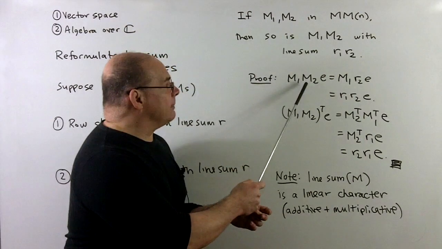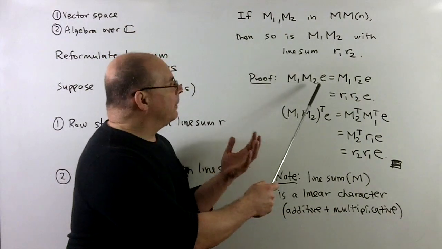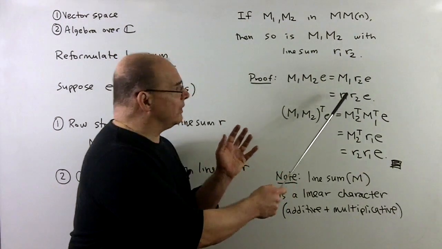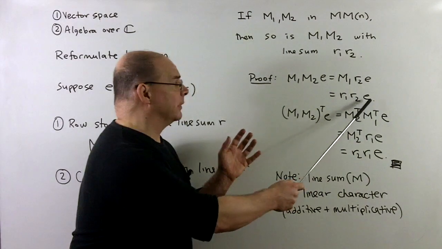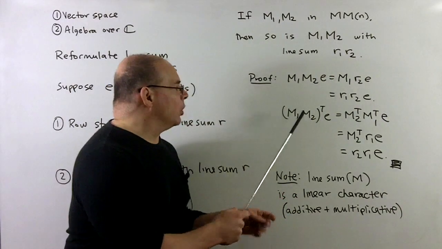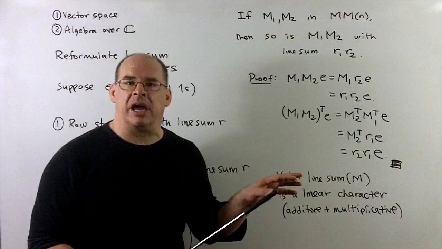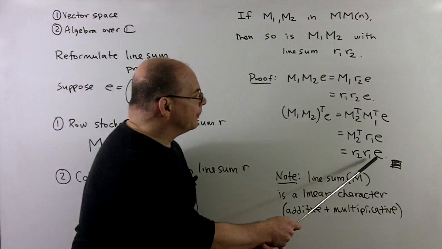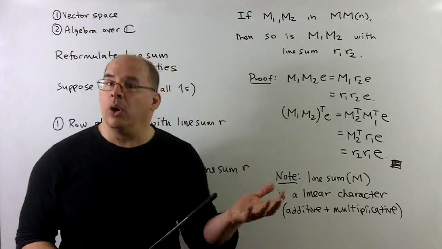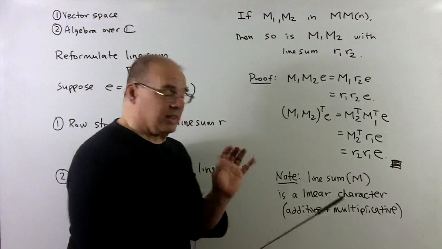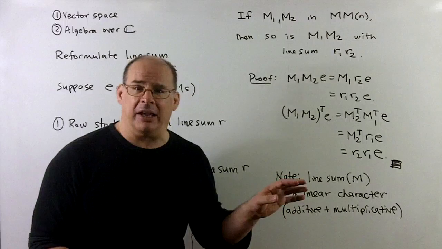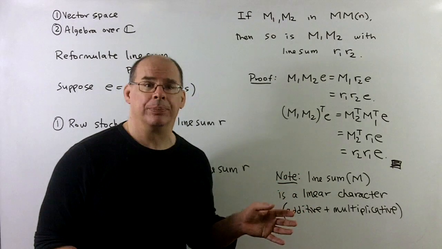Now, what do I do? If I take M1 times M2 times E, well, the eigenvector property gives us R2 times E, and then when M1 passes through, we get R1 R2 times E. Likewise, for the columns, if we transpose, we just switch the order, but then we're going to get the same product when we get to the end. So these multiply. Worth noting, this line sum is a linear functional, but not only is it additive, it's also multiplicative, and so we call that a linear character.